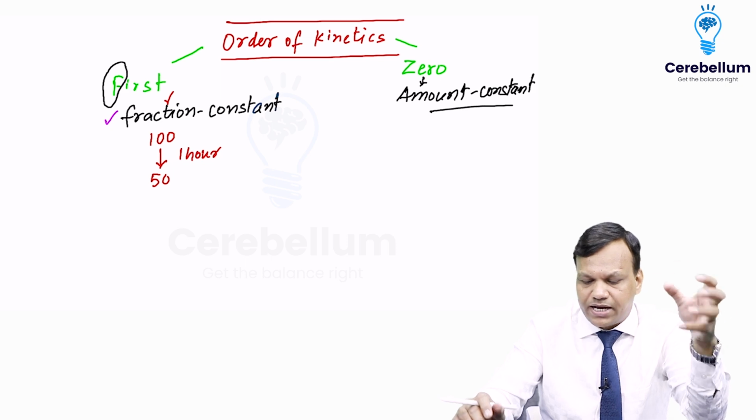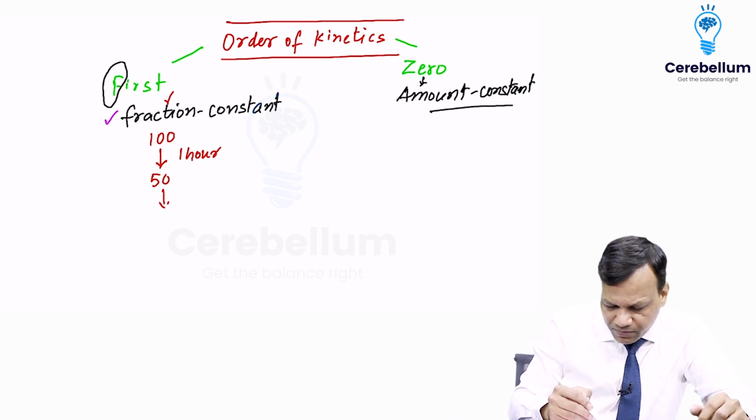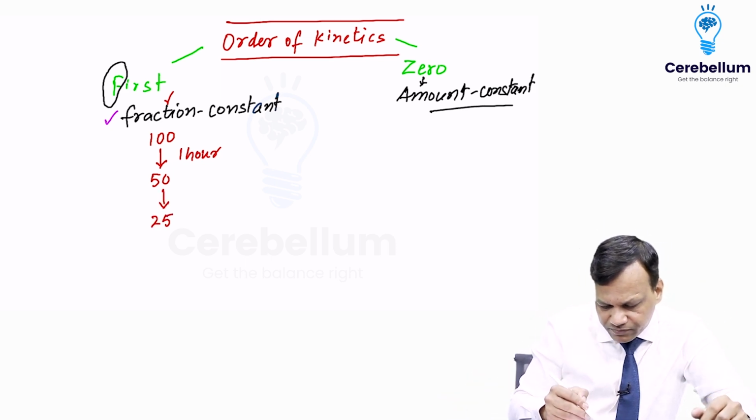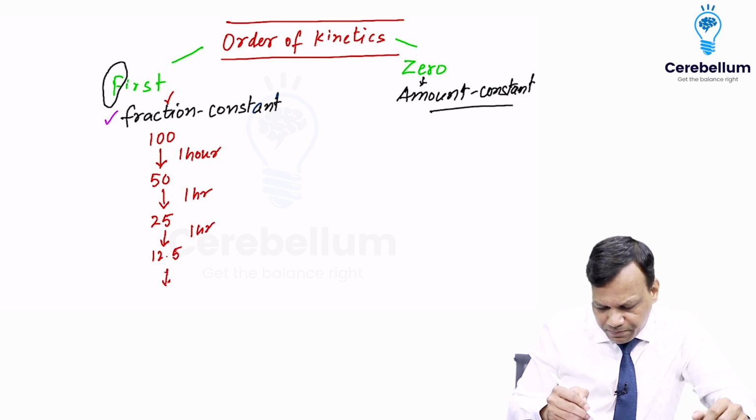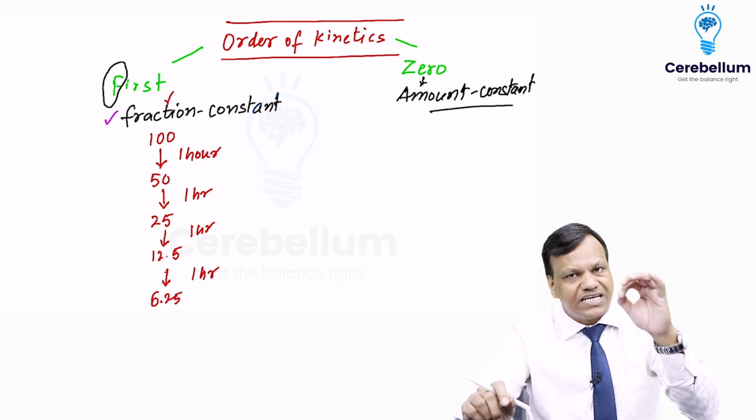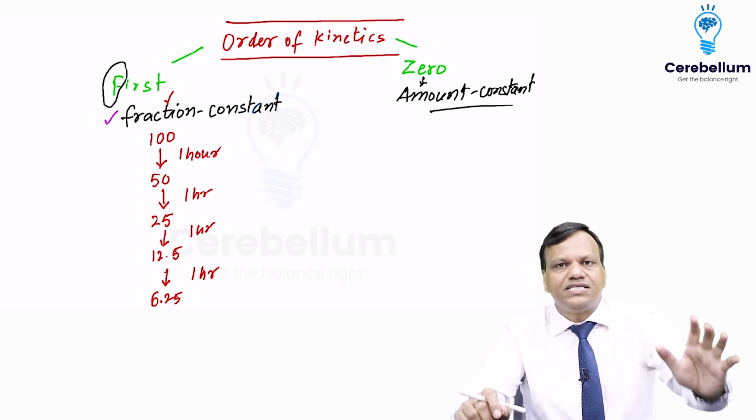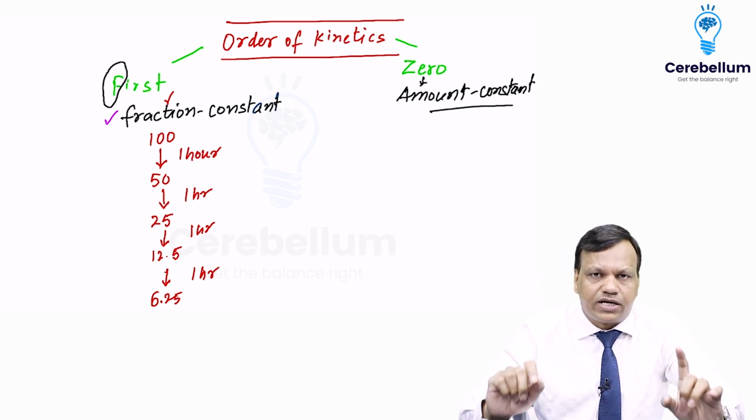That is in first order kinetics. Like in the next hour, how much will be eliminated? 25. Next hour 50% of 25, that means 12.5. Next hour 50% of 12.5, that means 6.25. So that means same time, same percentage is eliminated. It is first order kinetics.